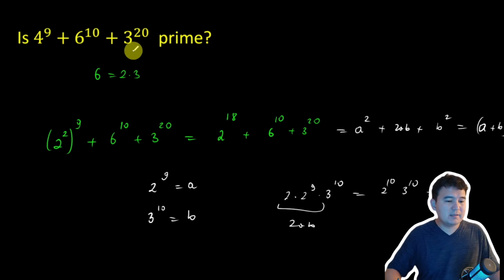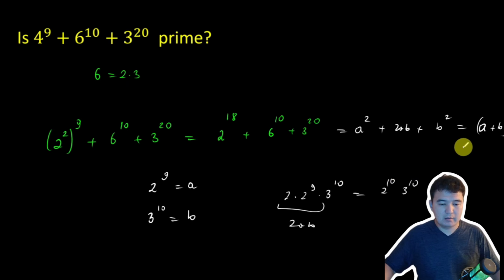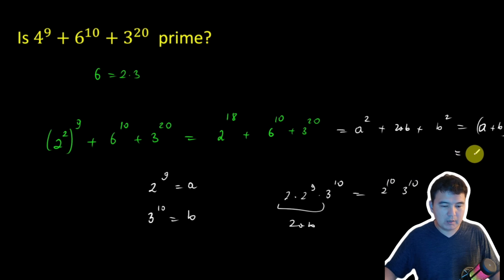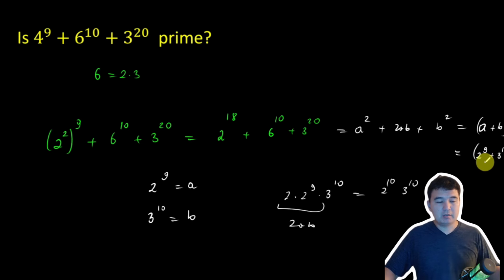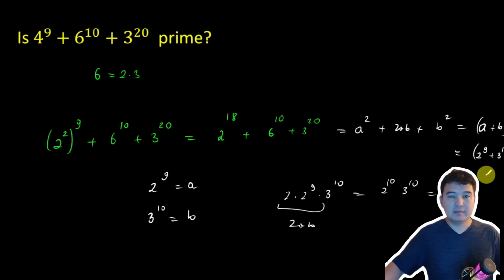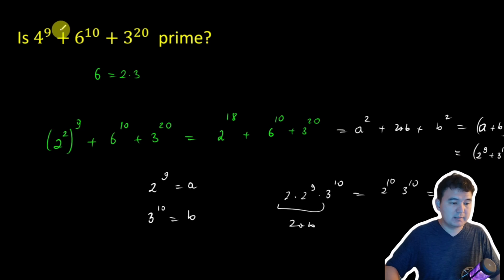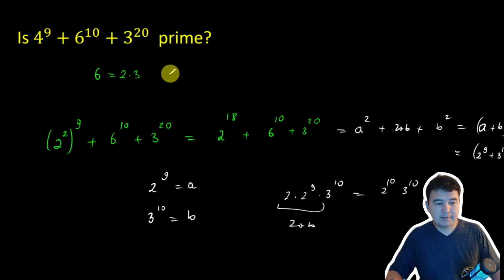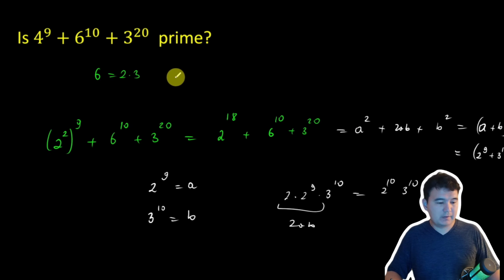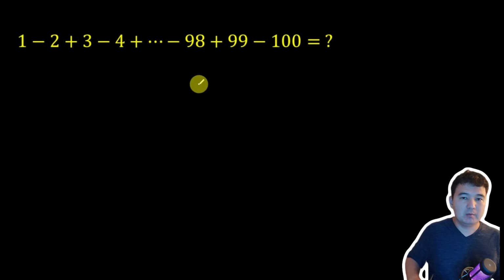So this number is a square of some number, or if we want to be exact, the square of this number, and it's not prime because the square of a number is not a prime number. So this number turns out to be a composite number, which is a perfect square. And this is the last problem with the numbers.